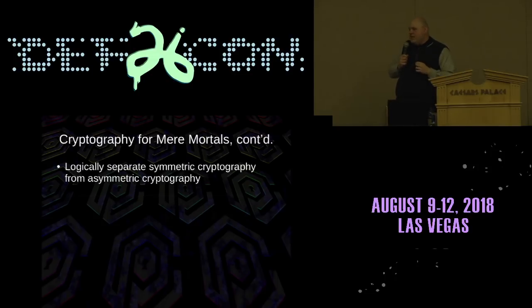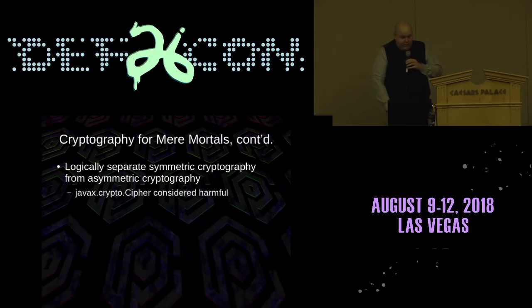Always logically separate symmetric from asymmetric cryptography. So that way, people don't try to use RSA to encrypt something that doesn't need the overhead or complexity of asymmetric cryptography. If you're storing it in a database and your application that's writing it needs to be able to read it, you don't need RSA. Just use AES. Java and their built-in cipher is probably the most egregious example of violating this rule.